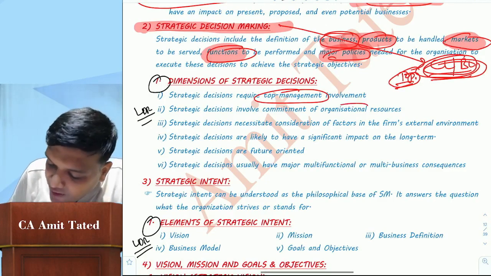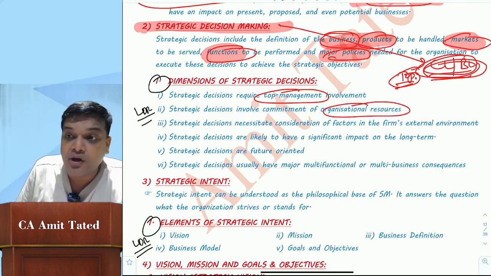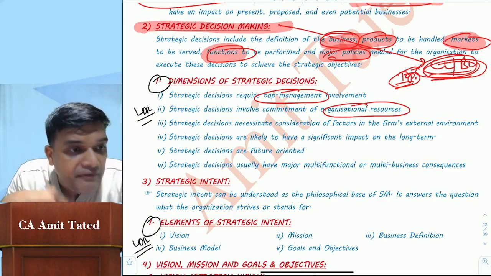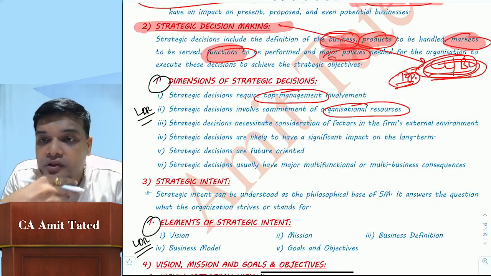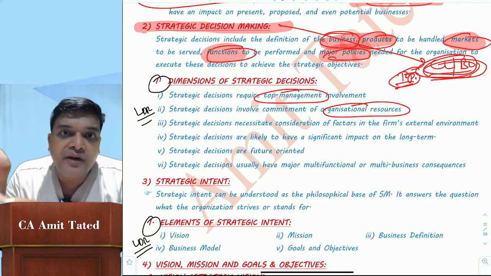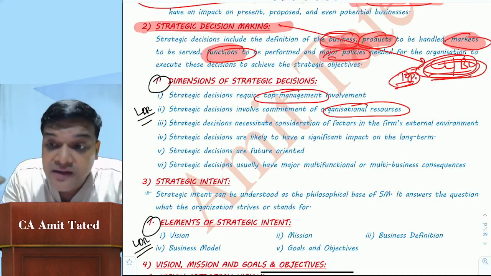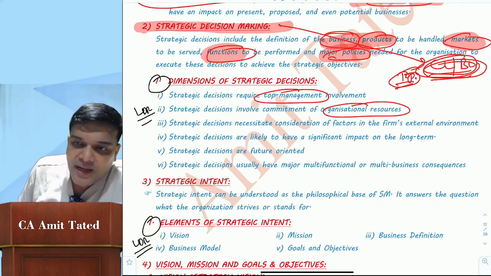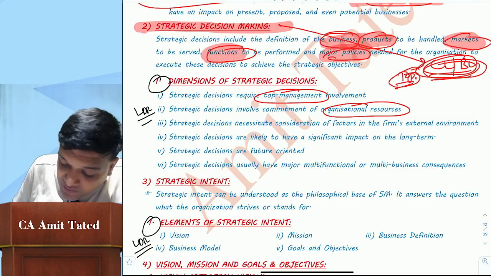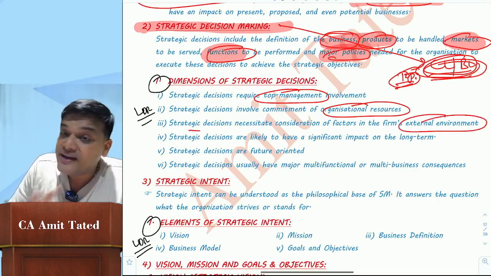Second point, it requires organizational resources. Resources are required because for any business we require resources, for any product we require resources, for any market we require resources. If I am coming into another market, for example Kerala, I require resources. For functions, I require HR, I require accounts. All these other things are nothing but resources. That is called organizational resources. Clear? Most important, this decision is related to the external environment, not the internal environment.